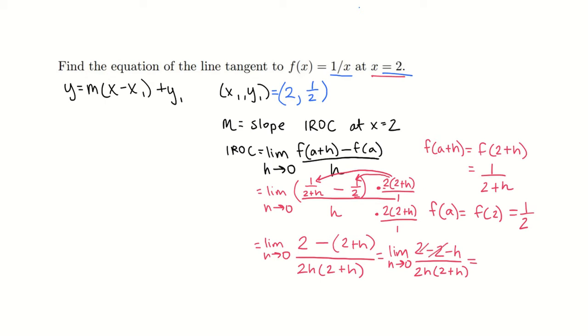The 2's cancel. The limit as h goes to 0 of negative h over 2h(2 + h). h cancels, and we have the limit as h goes to 0 of negative 1 over 2 times (2 + h). And at this point we can plug in h equals 0. So this is negative 1 over 2 times (2 + 0), which is negative 1/4. So this value, negative 1/4, is our slope.